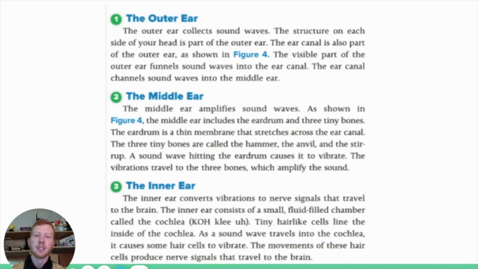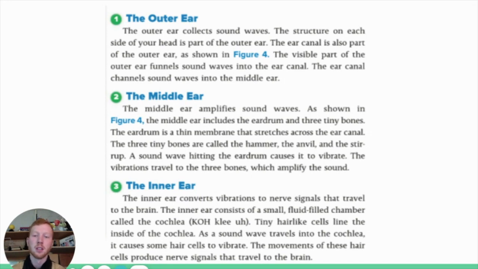Under the outer ear, it says the outer ear collects sound waves. The structure on each side of your head is part of the outer ear. The ear canal is also part of the outer ear. The visible part of the outer ear funnels sound waves into the ear canal. The ear canal channels sound waves into the middle ear, which then brings us to the middle ear. But what you need to put for outer ear is that it collects sound waves.